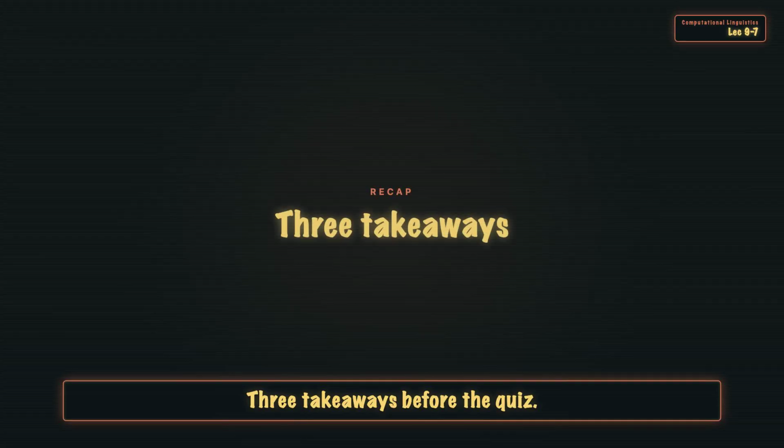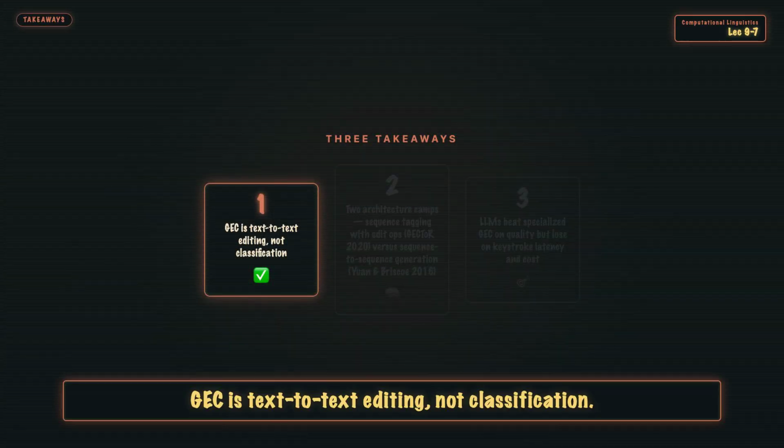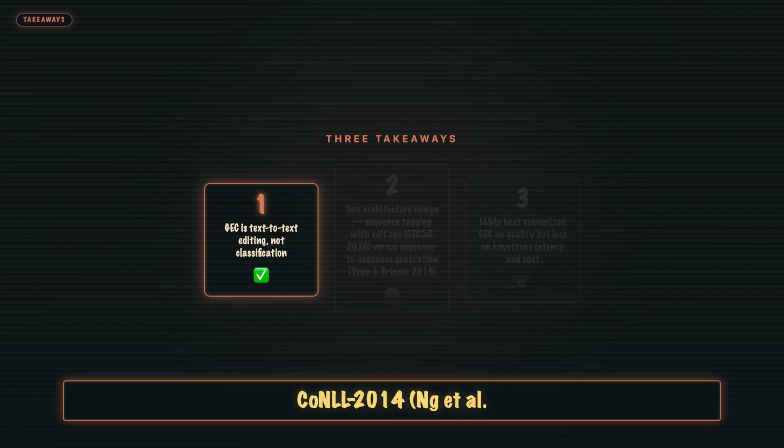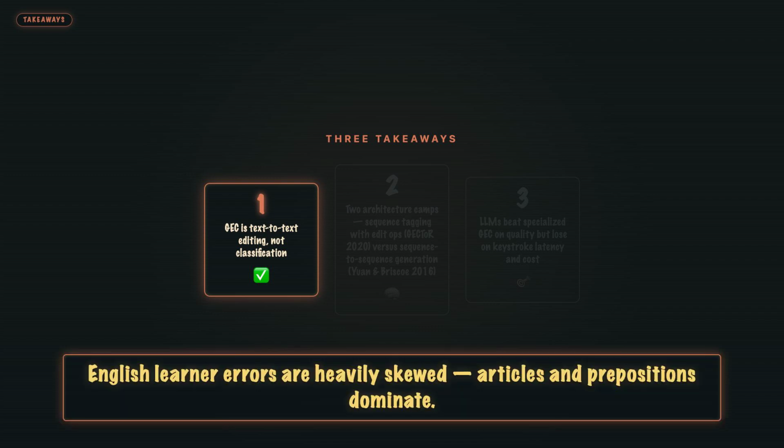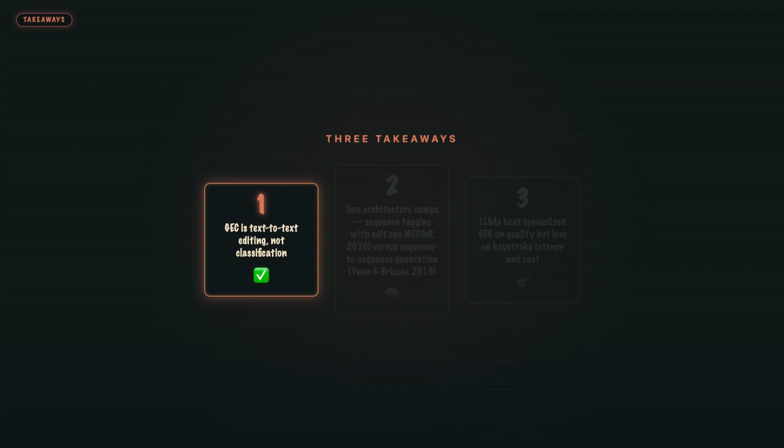3 takeaways before the quiz. 1. GEC is text-to-text editing, not classification. CoNLL 2014, Ng et al., made it a formal benchmark. English learner errors are heavily skewed. Articles and prepositions dominate.